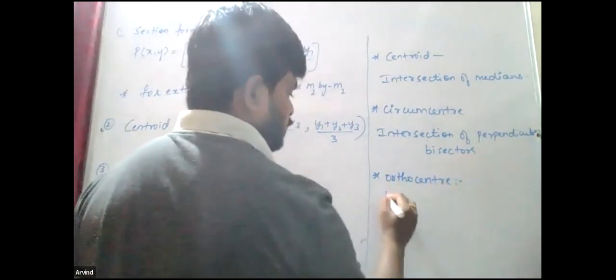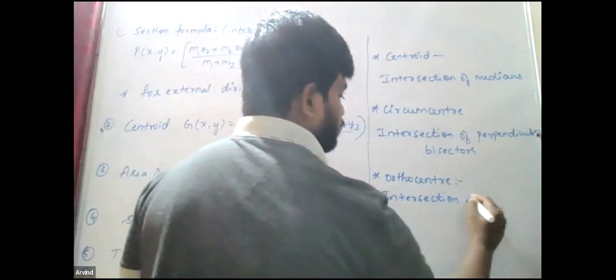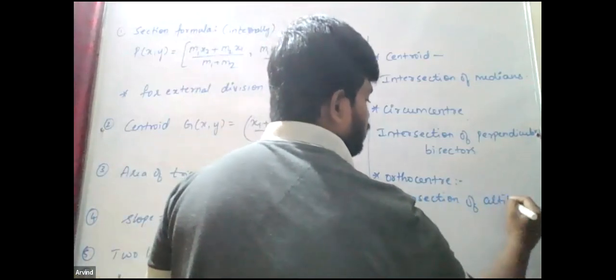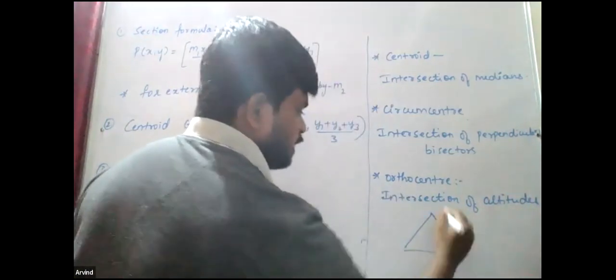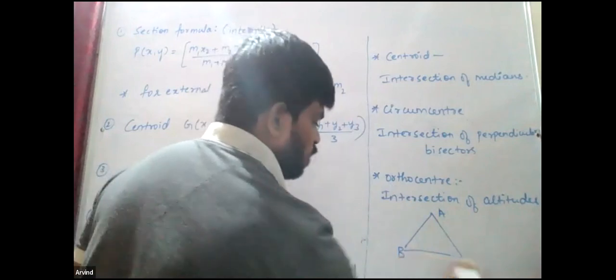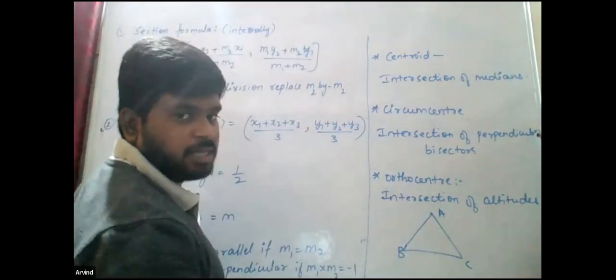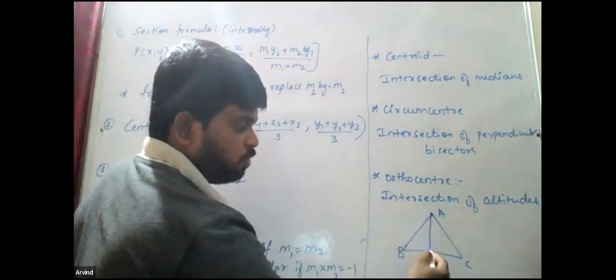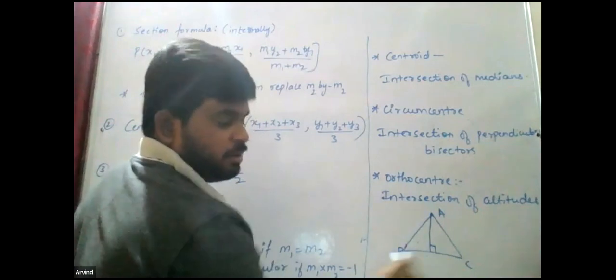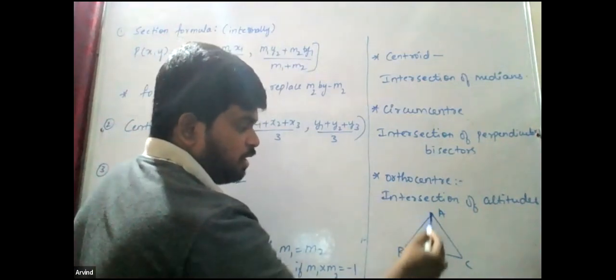What is orthocenter? It is the intersection of altitudes. Let's take a triangle. I hope you guys know what is an altitude. Suppose for this side, if I want to draw an altitude, it is the length of the perpendicular from the opposite vertex. Opposite vertex ಇಂದ ಒಂದು perpendicular line BC ಗೆ ಡ್ರಾಪ್ ಮಾಡ್ತೀವಿ. ಈ ಲೆಂತ್ ನ ನಾವು altitude ಅಂತ ಹೇಳ್ತೀವಿ.